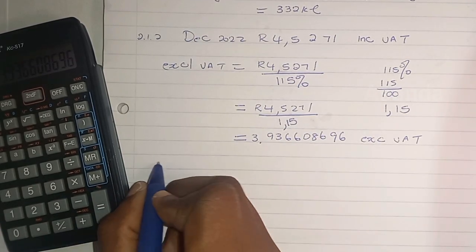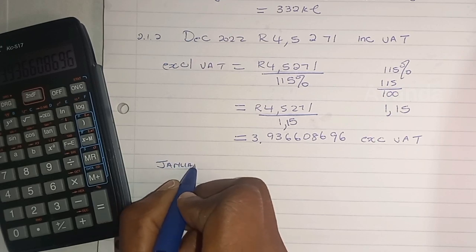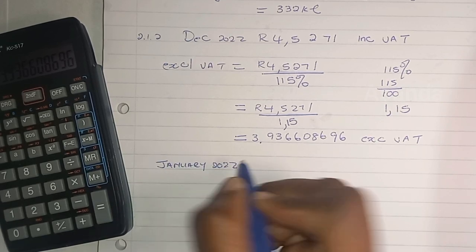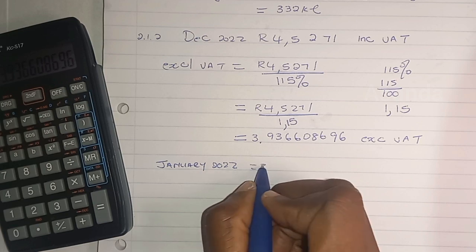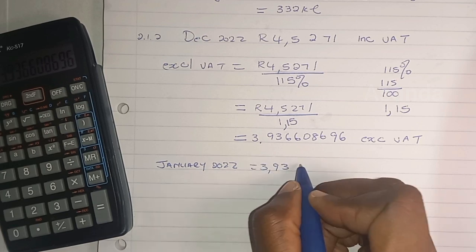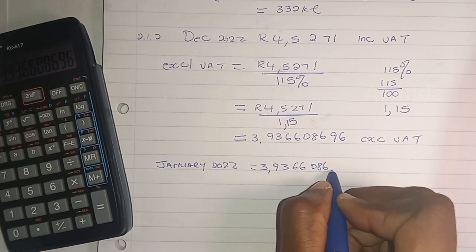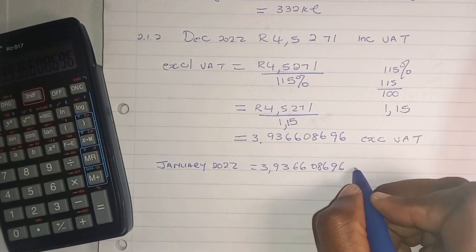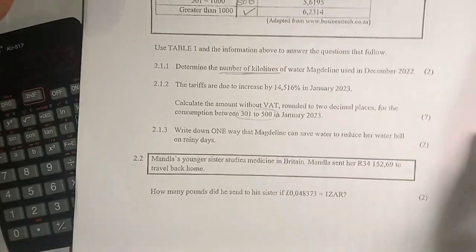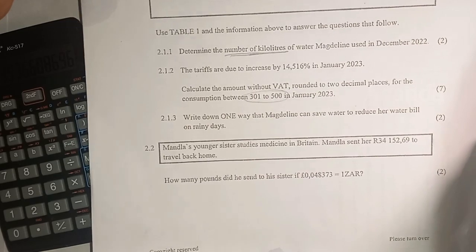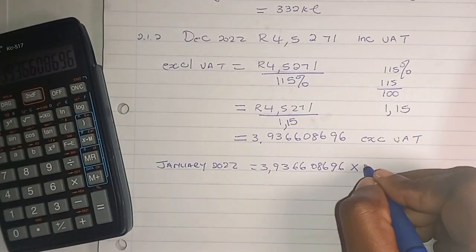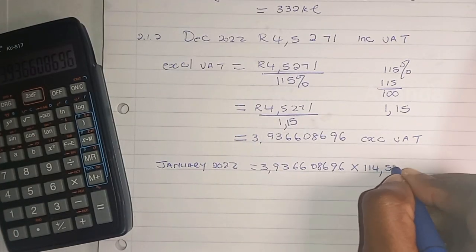Now we're going to go to January and we're going to increase this amount. We're going to say 3,936.0869 times, we're going to increase it by 14.51%. So we're going to increase it by 114.51%.